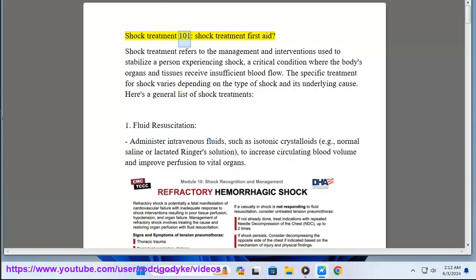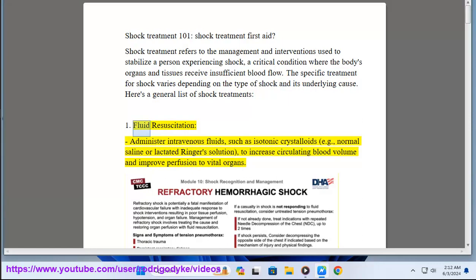Shock treatment 101, shock treatment first aid. Shock treatment refers to the management and interventions used to stabilize a person experiencing shock, a critical condition where the body's organs and tissues receive insufficient blood flow. The specific treatment for shock varies depending on the type of shock and its underlying cause. Here's a general list of shock treatments.